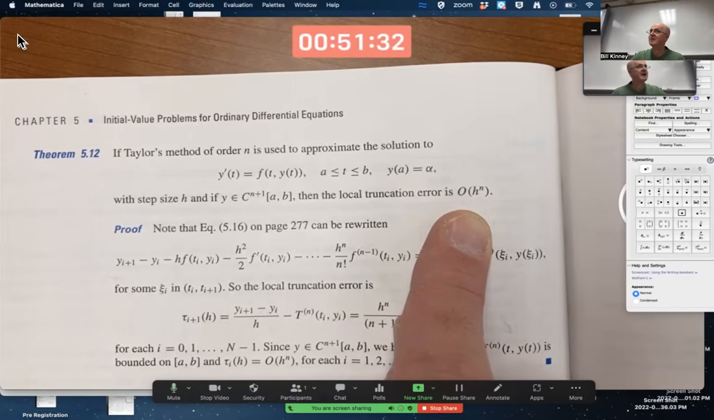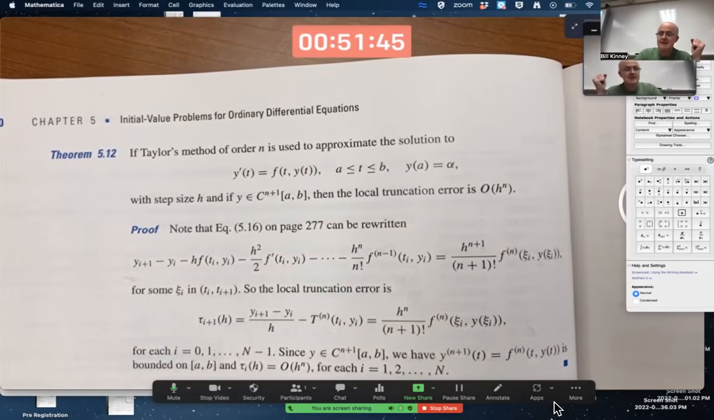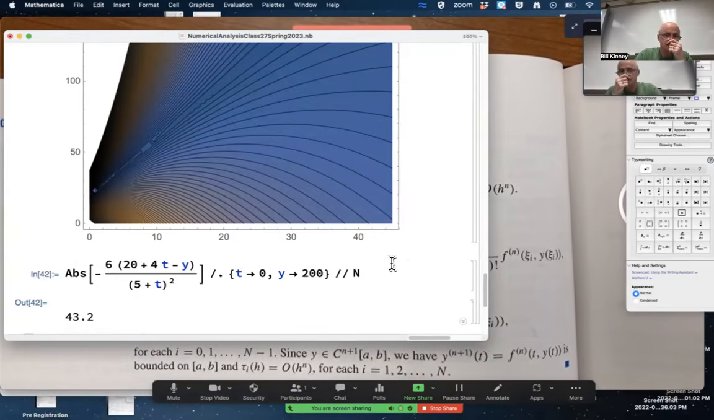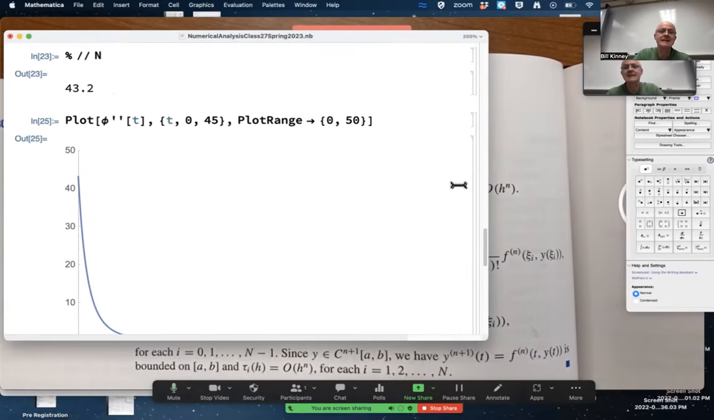If you cut it down by a factor of 10, multiply the step size by 1/10, the error should go down by a factor of 100. 1/10 squared is 1/100th. Let's try implementing that here and seeing if that works. So this is going to be a quick review of the Taylor method.